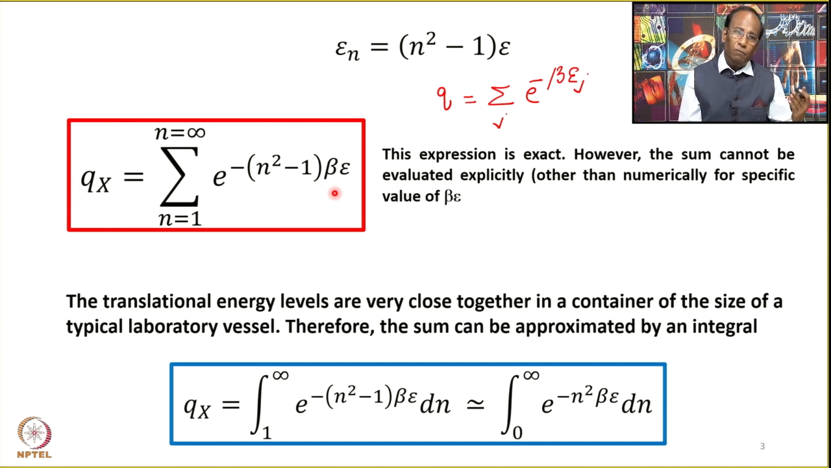See, n can vary from 1 to infinity. So, therefore, when you expand this summation, you will have to keep on changing n equal to 1, n equal to 2, n equal to 3, and so on, go up to infinity. So, there should be an easier way of evaluating this expression.